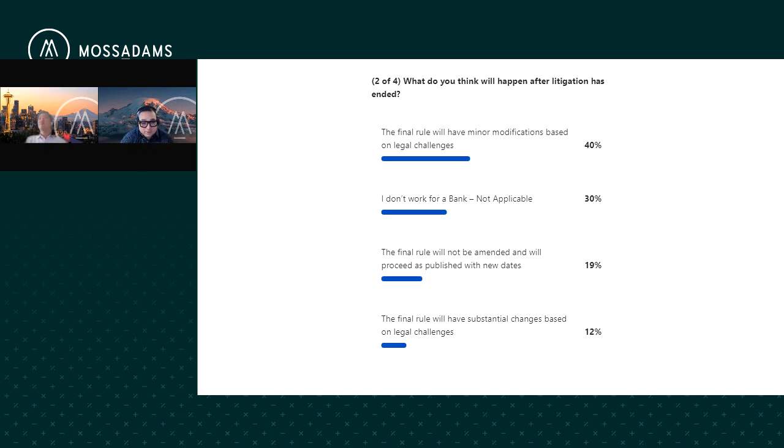All right, again, a pretty good mix. So 30% not applicable, 18% final rule will be amended and published with new dates, 40%, the largest group, final rule, minor modifications based on legal challenges. That would be my assumption as well, but again, don't have a crystal ball, can't guarantee anything. And then 11% said substantial changes. So interesting to see how this will play out over time in the courts. We're all anxiously waiting to see what the final rule will look like and what the actual effective dates will be. So hopefully we have some news in this area in the very near future, or relatively near future.